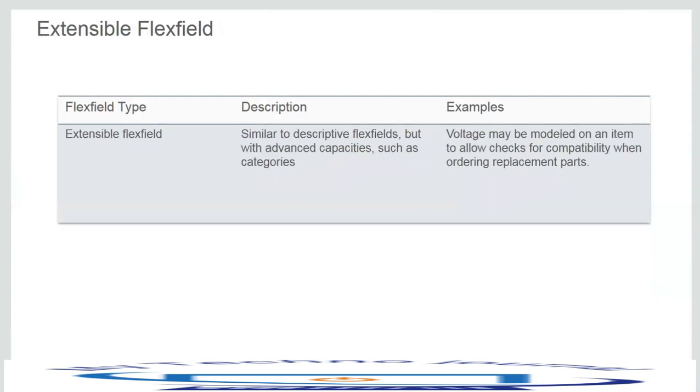So what is an extensible flex field? It is similar to descriptive flex fields, but with advanced capabilities such as categories. Just to give an example, the voltage may be modeled on an item to allow checks for compatibility when ordering replacement parts.